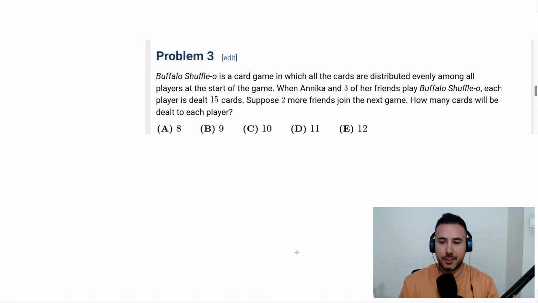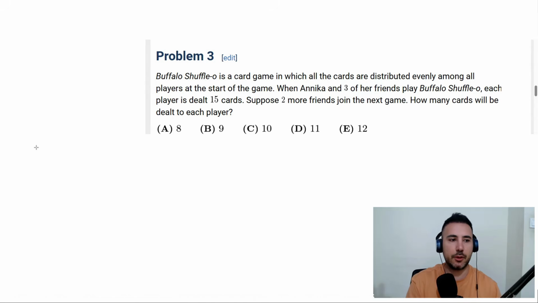Okay, let's do this one. I'm going to have one good similar problem you could do after doing this. Buffalo Shuffle is a card game in which all the cards are distributed evenly among all players at the start of the game. When Annika and three of her friends, how many people are playing the cards? Four, Annika and three friends, play Buffalo Shuffle. Each player is dealt 15 cards.